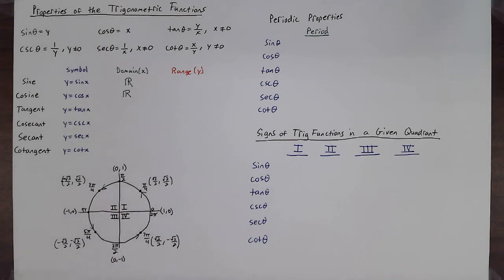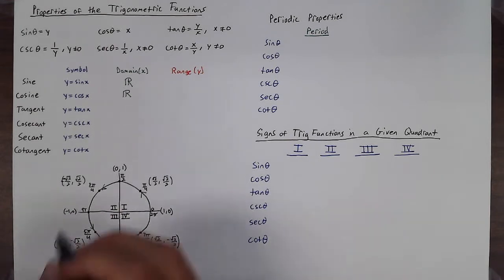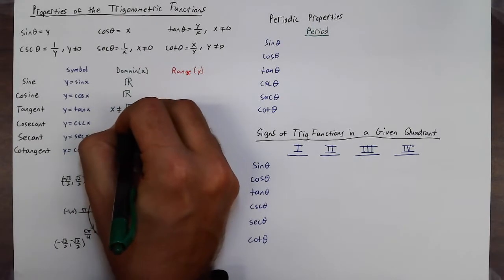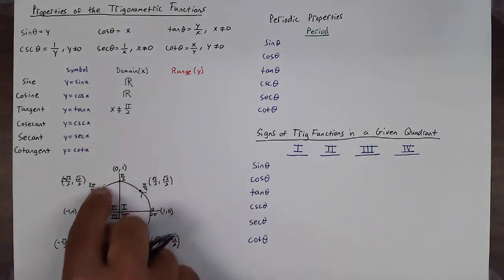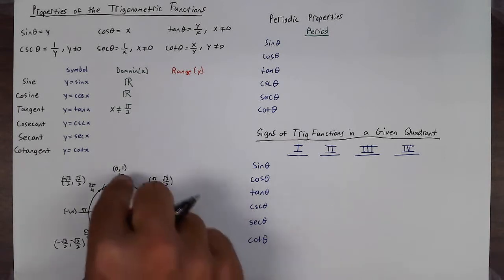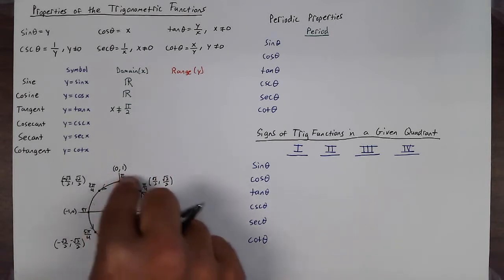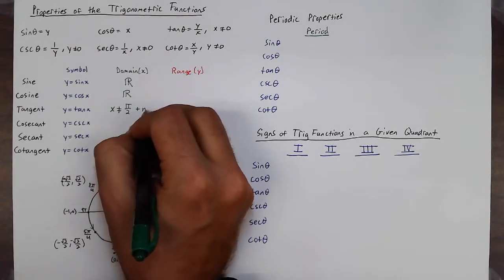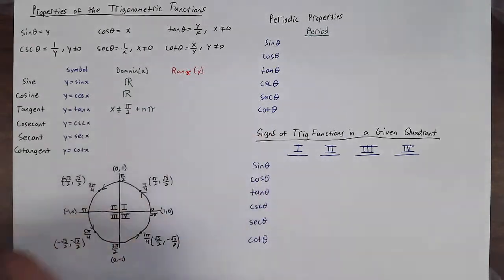So the way we write our domain for tangent is that we say that x cannot equal pi over 2, but now it's every half rotation following, or if you went backwards, another half rotation in the other direction. So we just say plus n pi. Pi for that half rotation, and n being any integer you want to pick to put there. So 0, 20, negative 17, that's an x value we cannot plug into tangent.